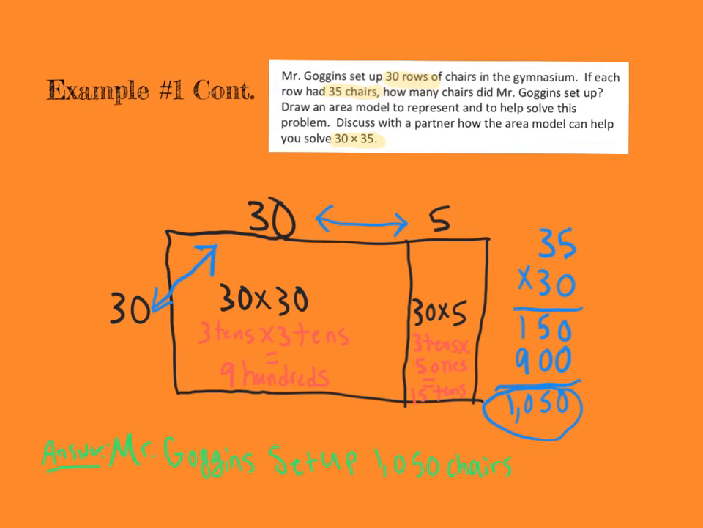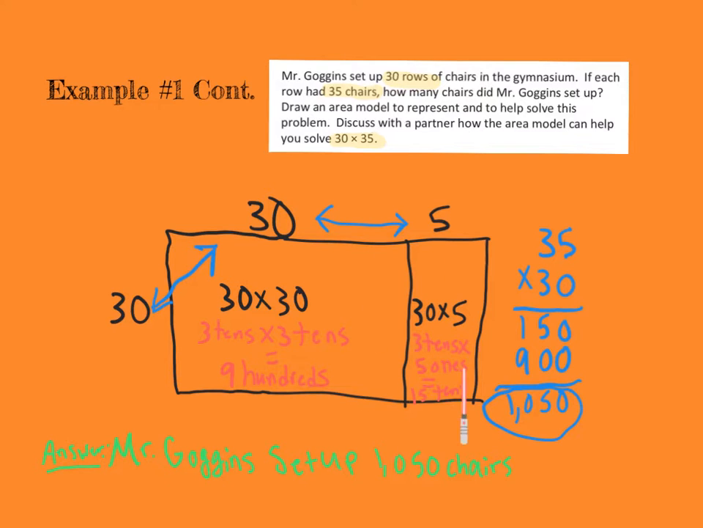As you can see, I set up this area model, and you split it down in half. Since there were 35 chairs and 30 rows of chairs, you write 30 on this side, and then you write 35. Now, to get the answer, you take 30 times 30. This is 3 tens times 3 tens, and that equals 9 hundreds.